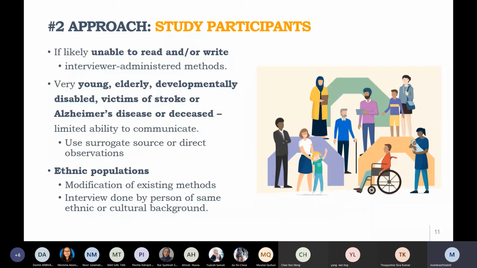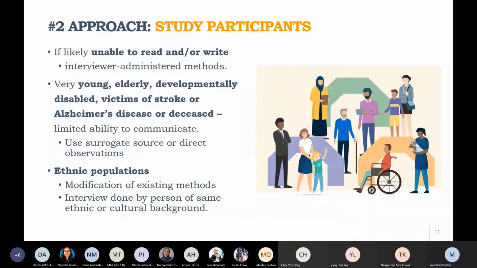If the study participant is very young or elderly or developmentally disabled, victims of stroke or Alzheimer's disease, or they have died, they have limited ability to communicate with the interviewer. So normally we use a surrogate source or direct observation. A surrogate source means people who are taking care of them can report their dietary intake on behalf of the participant. Or we can also use direct observation, where we sit with them the whole day and observe what they consume, or we can record them using CCTV or things like that.